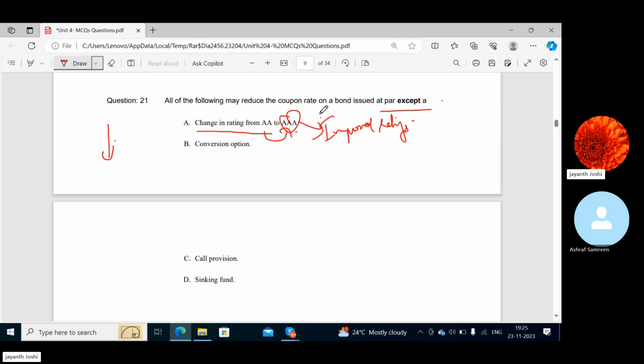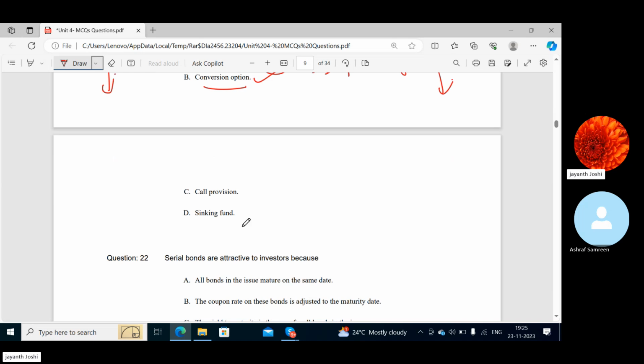When will they not accept? We'll see. Conversion option. A conversion option is a feature attractive to investors that may result in their acceptance of a lower coupon rate. If the coupon rates are decreasing, they will like to convert their bonds into equity, correct? Yes. Call provision.